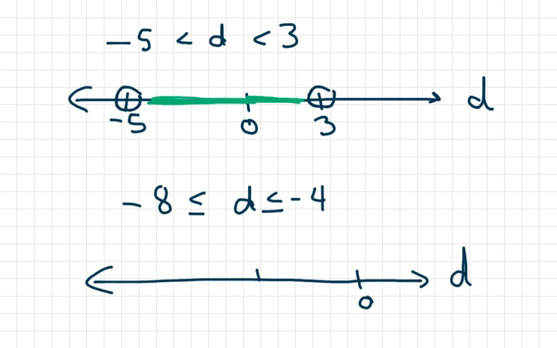Okay, and this one, it's all numbers, the distance between -8 and -4. So I'm going to place a -8 here and maybe -4 here. It can equal it, so I'm going to close these circles up. Make sure I close them up really good. My pen won't let me do it. Alright, this is supposed to be closed. And it's all values in between.